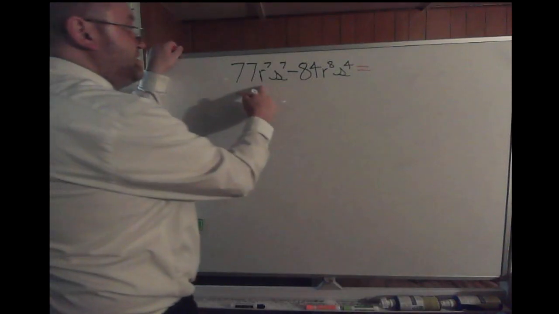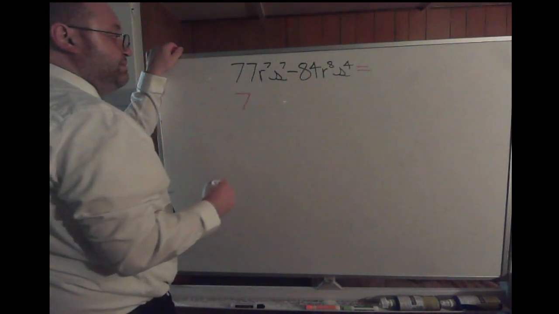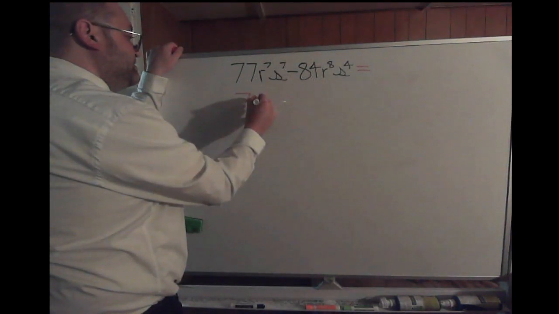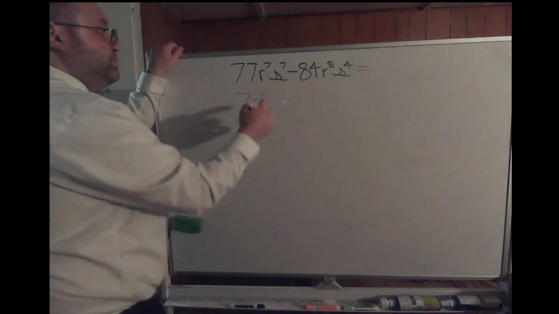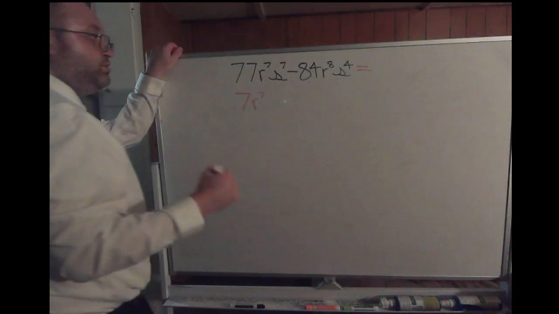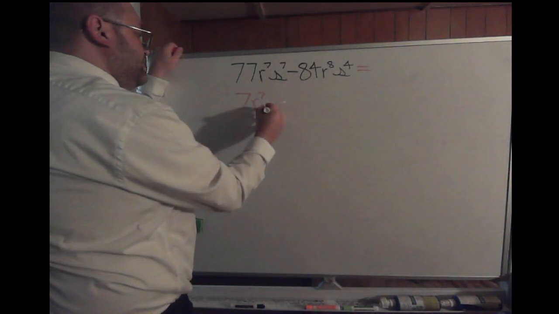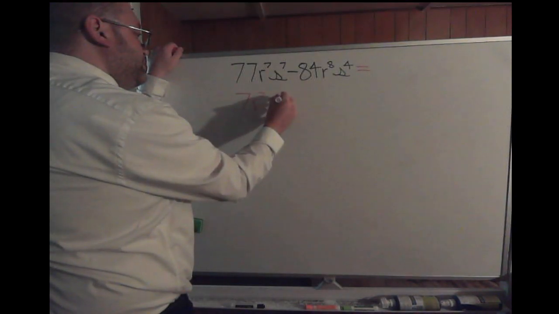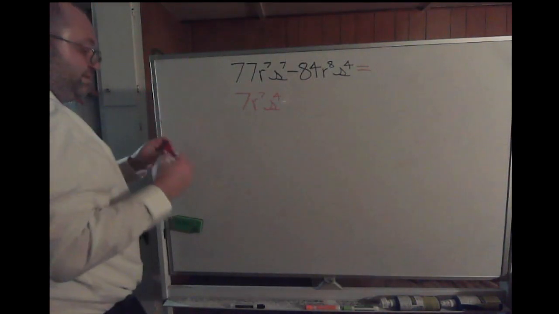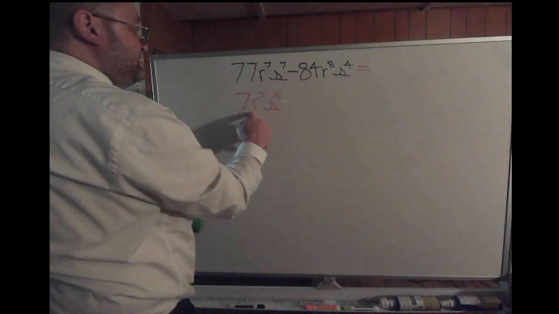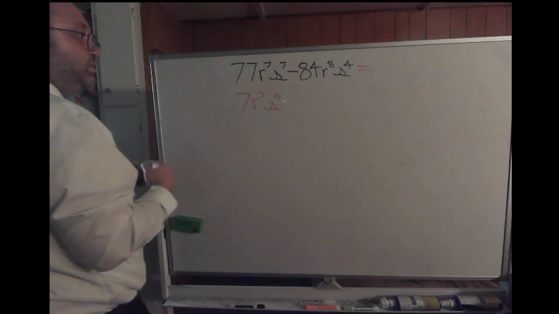Now, r to the 7th and r to the 8th, what's the greatest common factor? Definitely r to the 7th. Now between s to the 7th and s to the 4th, what's the greatest common factor? Definitely s to the 4th. So the greatest common factor of these two terms is 7r to the 7th s to the 4th.